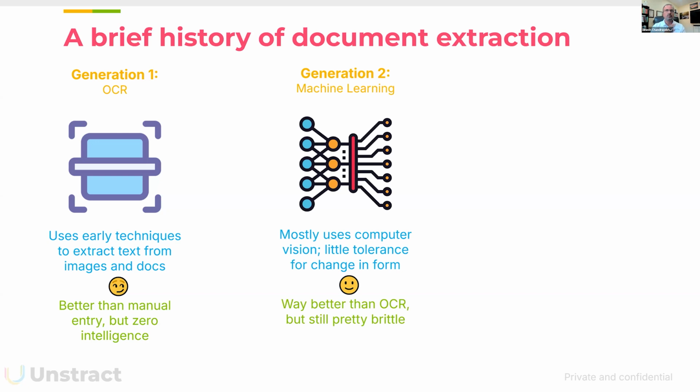Which means there is a physical scanning process, and then there is text that is extracted out of it. Generation 2 is where we introduce machine learning, some level of computer vision, some level of tolerance for change in form, like if the text was here versus here, it's able to recognize those kinds of things. I think that was definitely introduced.